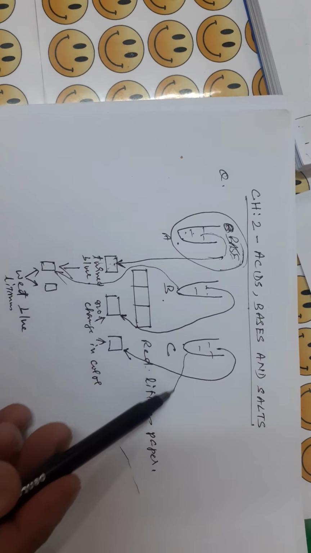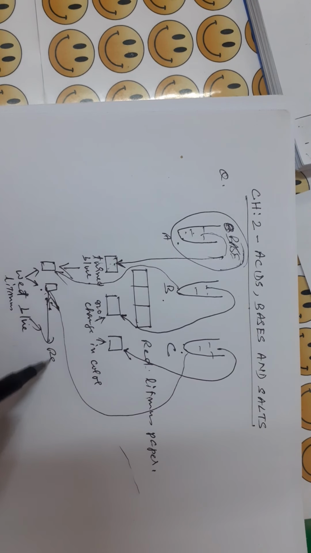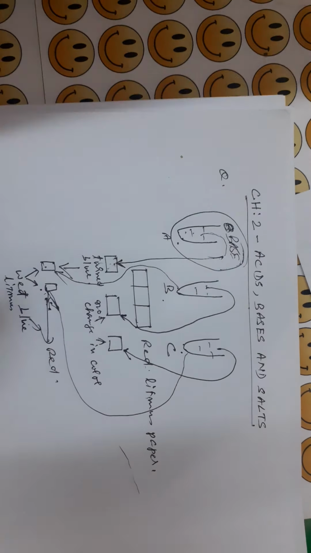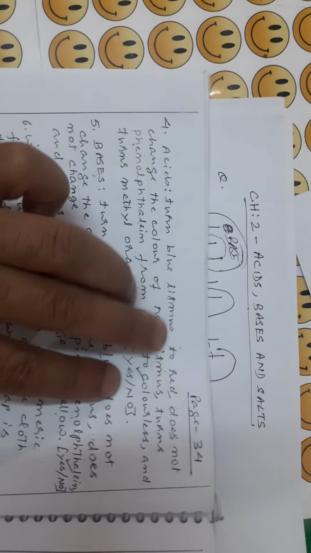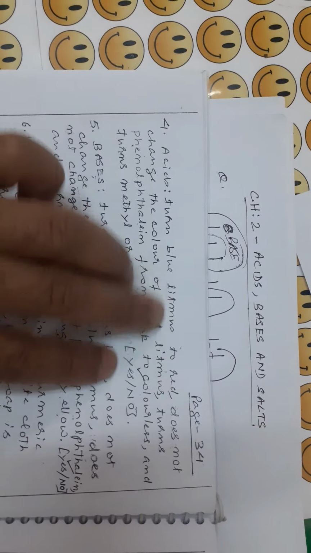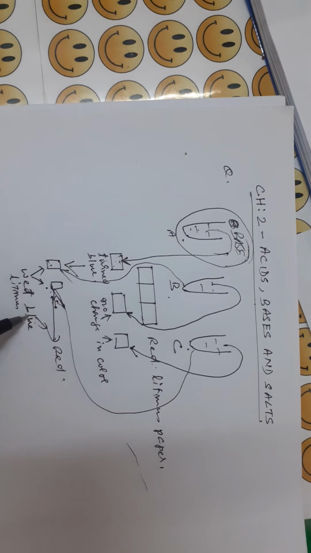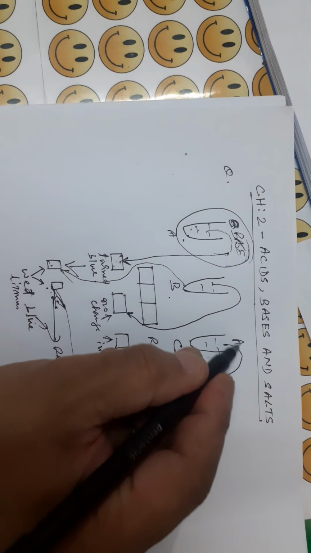Now let us say C is turning this wet blue color to red, but there is no change in color in B. So what will change wet blue to red litmus? Acids can only do the blue to red. So the solution C, which is turning the wet blue to red, is surely acid.